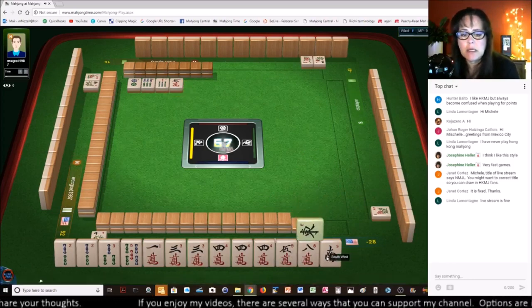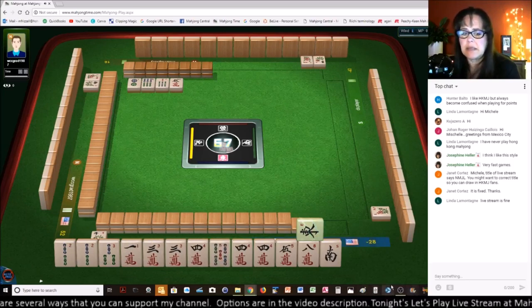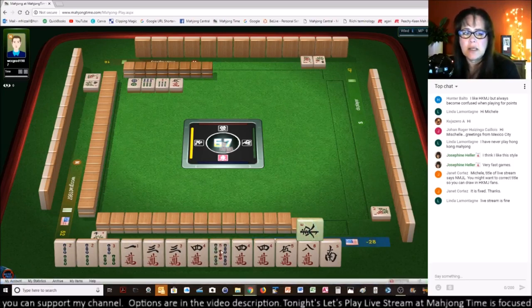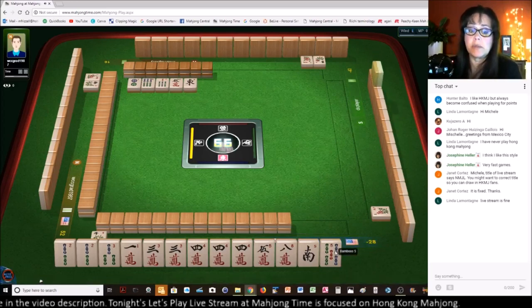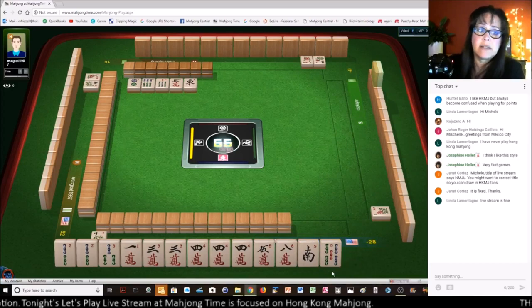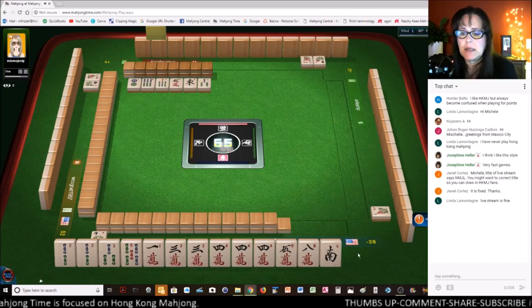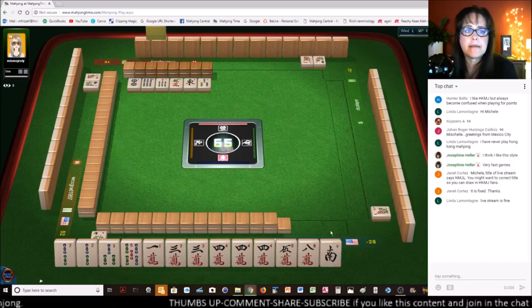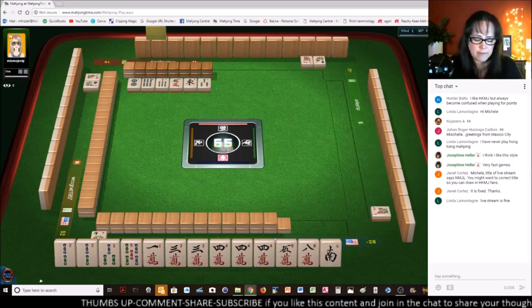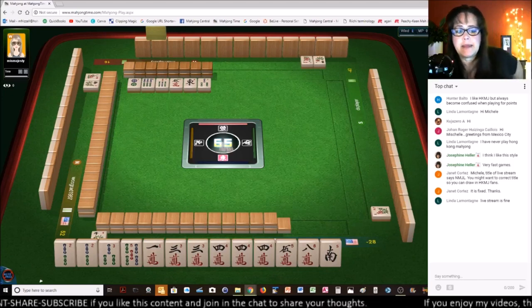Maybe. Okay, that was weird. I clicked chow. I think I'm stuck again. It's not letting me discard. East wind. Okay, I'm having major performance issues here. I wanted to keep that east. I wanted to discard this five bam. This is not going well. I think it's stuck again. We're stuck again. All right.